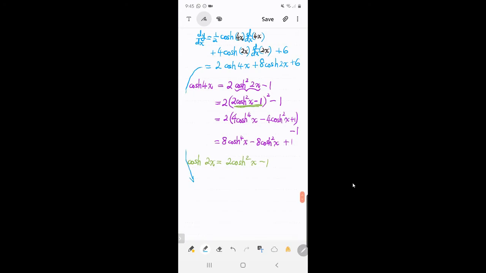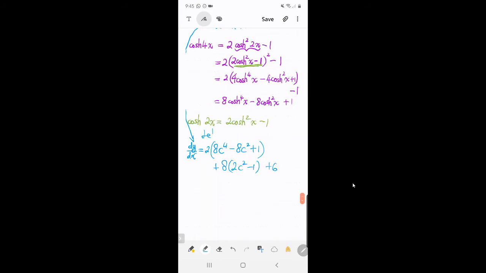So you have dy dx is equal to 2 times cos 4x. So you have 8c to the power 4 minus 8c squared plus 1. Yeah, I should have just defined c as cos x. And then plus 8 multiplied by cos 2x. So you have 8 times 2c squared minus 1, then plus 6. All right. So you let c denote cos x.